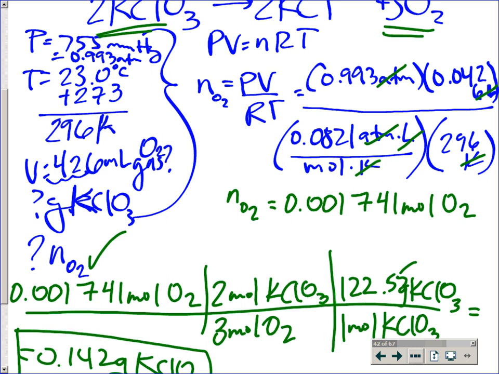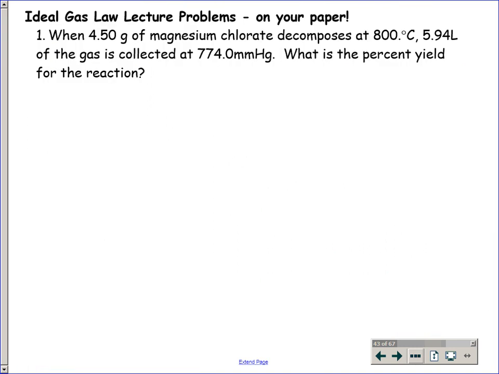it's at what? STP, and then we don't have to use ideal gas law. What can we use? Just simply the 22.4 liters per mole, and that's for a gas. All right, so let's do this one. You guys start this one. Write down your givens.